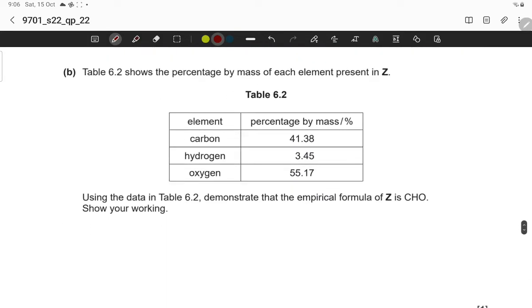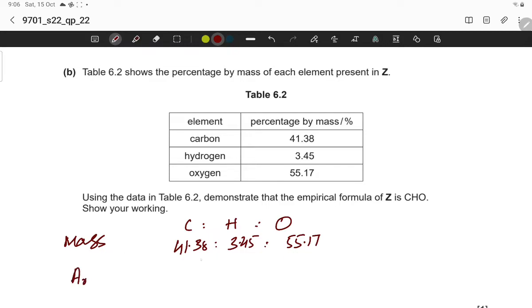Table 6.2 shows the percentage biomass of each element present. Using the data in table 6.2, demonstrate that the empirical formula is CHO. So carbon, H, oxygen. First write the percentage mass: 41.38, 3.45, 55.17.